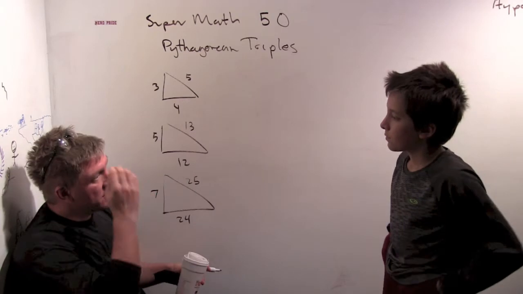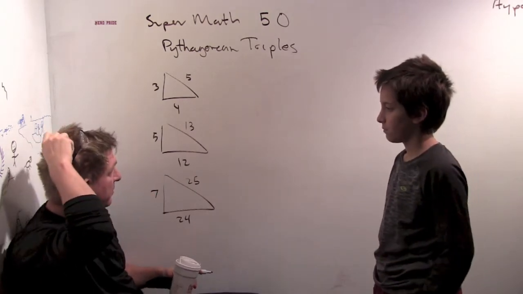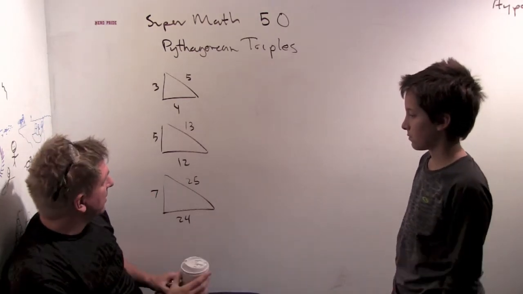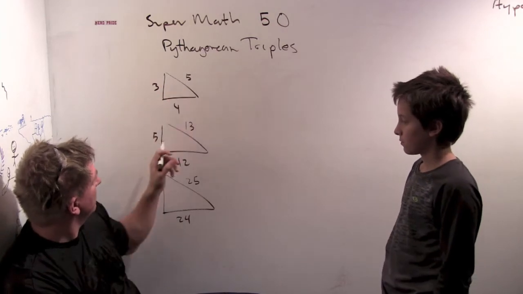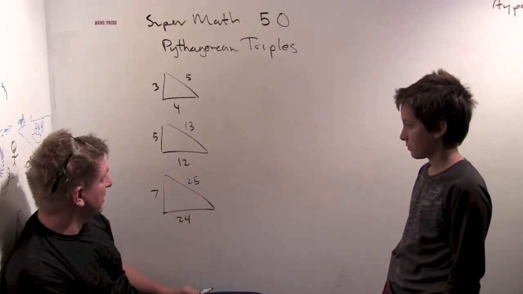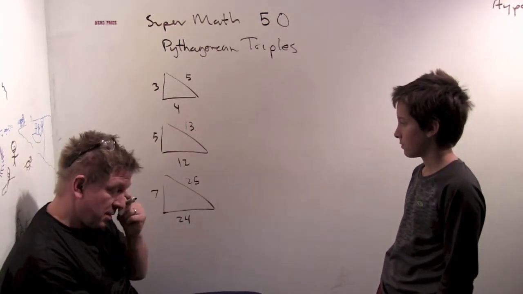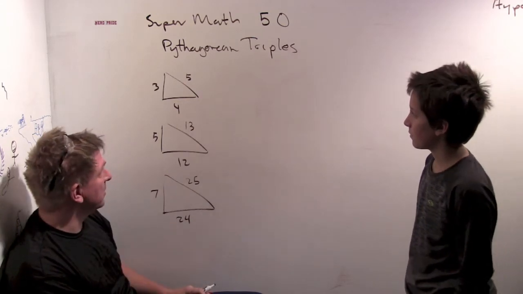So today we were in the section about Pythagorean triples in our book. And we were looking at some patterns with different triangles. We wrote down a list of triangles like this: 3, 4, 5; 5, 12, 13; 7, 24, 25. And what are some things you can tell me about the pattern here?